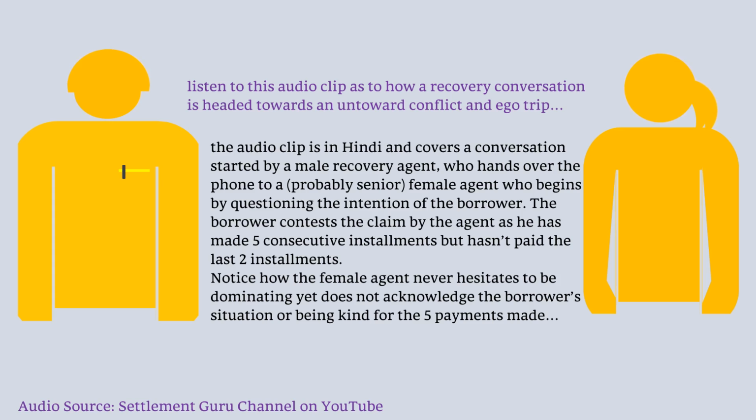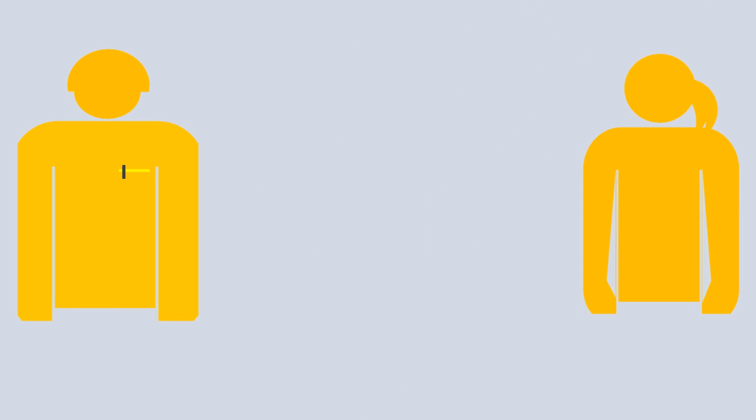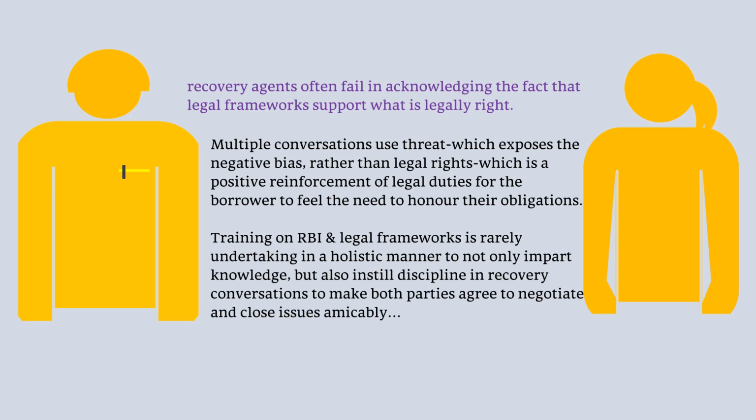As you have heard, the discussion is actually going nowhere due to lack of negotiation skills. Understanding of the legal framework is the third and important aspect in collections risk. As you again repeatedly heard, understanding of the fact that legal frameworks support what is legally right, and multiple such conversations using threat, which exposes the negative bias, rather than legal rights, which is a positive reinforcement of legal duties for the borrower to feel the need to honor their obligations, often is found missing.